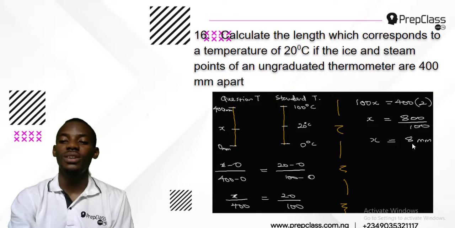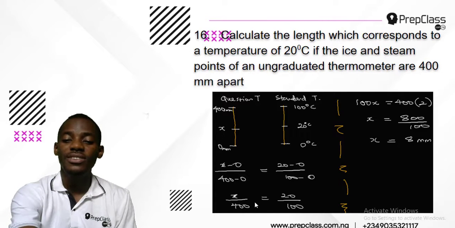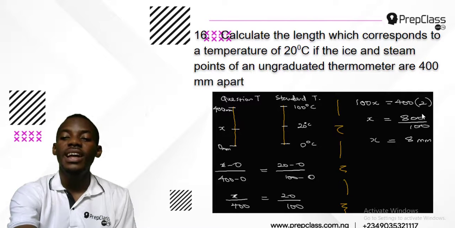Oh, so sorry. It should be 400 times 20. That means 8,000. 8,000 divided by 100 is 80 millimeters. And that is the answer to that question.